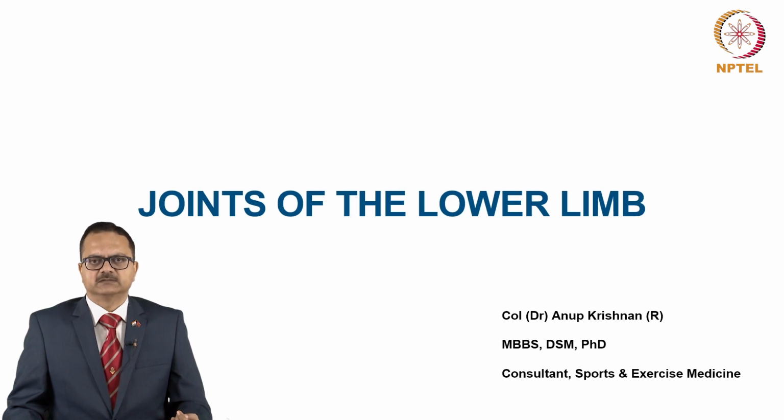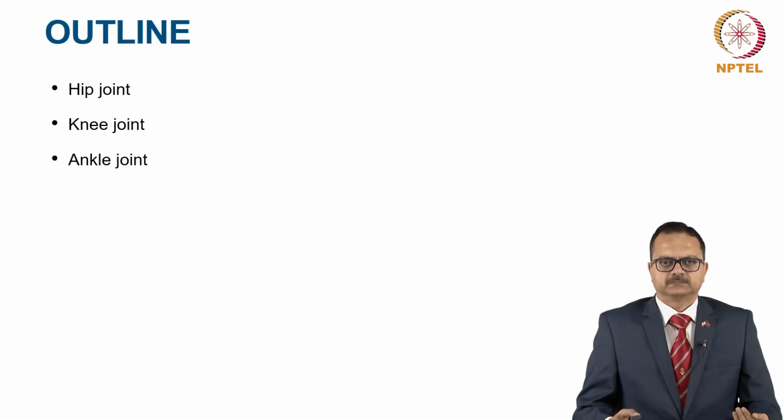As we discussed in the joints of the upper limb lecture, we will be talking more about the functional biomechanics of the joint and how they affect movement and, in case of the lower limb, gait. We will be talking about the hip joint, the knee joint, and the ankle joint.